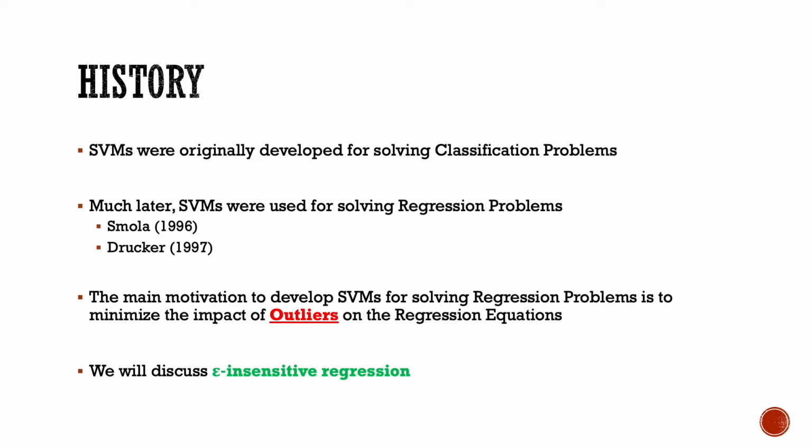The main motivation behind using SVMs for solving regression problems is that it minimizes the impact of outliers on the regression equation. We will see soon how the outliers can impact the regression equation, whether it is a linear regression or any other form of regression. We will discuss one form of using SVMs for regression problems, that is epsilon insensitive regression. There are other forms also. However, epsilon insensitive regression in SVMs is the most popular.